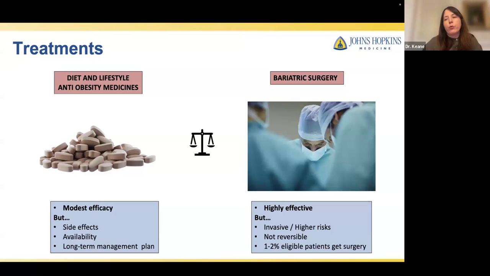So what's at the top rung of the treatment ladder? Well, of course, bariatric surgery is the gold standard treatment for obesity. It's highly effective, we know this, but it is invasive. It also comes with some risks. It's also not reversible. The process of getting through the workup to have bariatric surgery can also be challenging. And of all the people that are eligible, we know that only 1 to 2% actually undergo bariatric surgery.